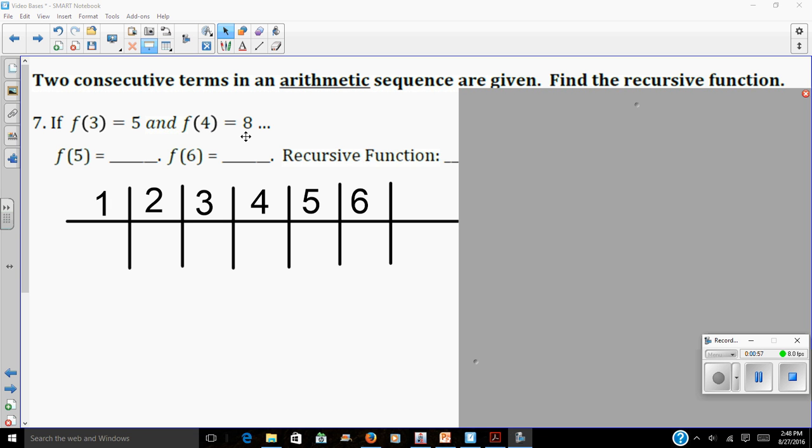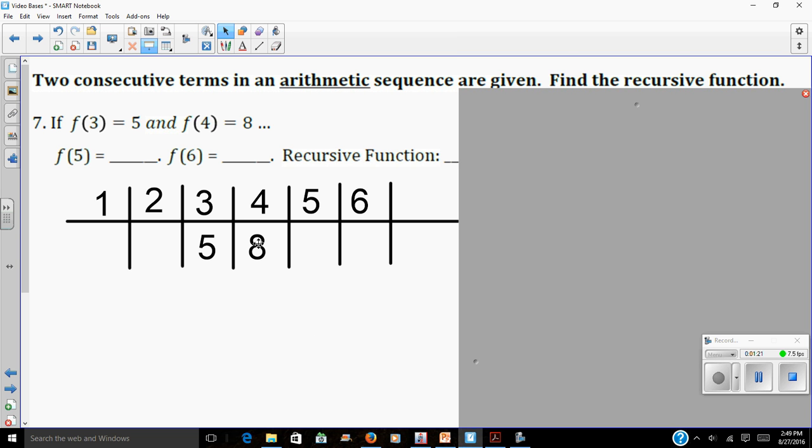And hopefully you can start to see a pattern, but a really good way of keeping organized is to take that information and put it into a table in order to see the pattern emerge. So let's start plugging that in. Our third term is 5, so let's plug in 5 for the table right here. And because our fourth term is 8, let's plug in an 8 for that term there.